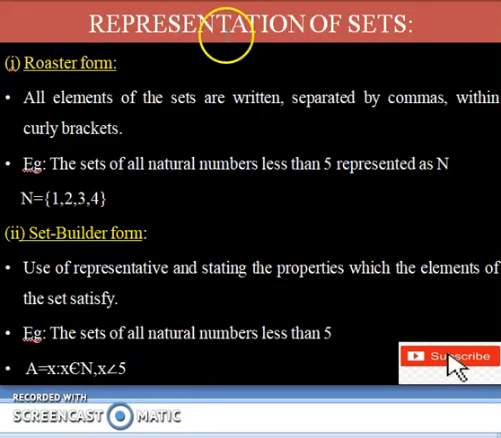Now, how are sets represented? Sets are represented in two ways. One is roster form and the other one is set builder form. So how is the roster form written? As we know, elements are all the objects in a set. So these elements will be written and separated by commas within curly brackets.